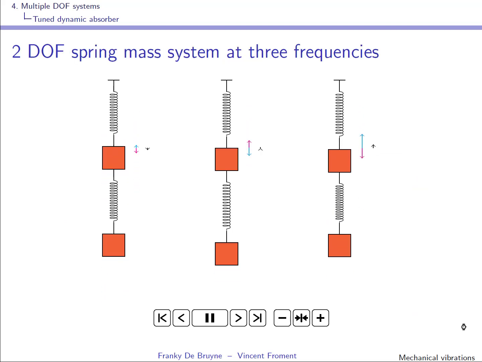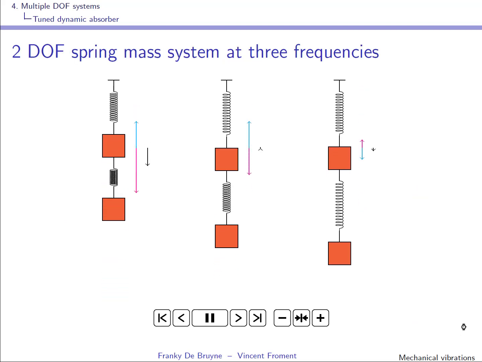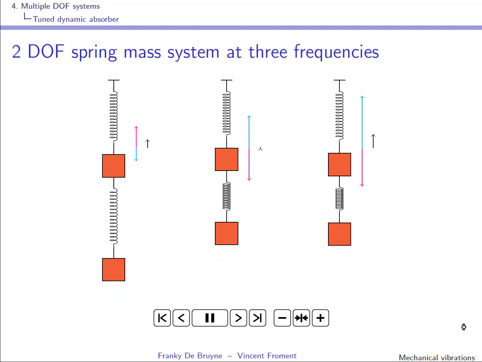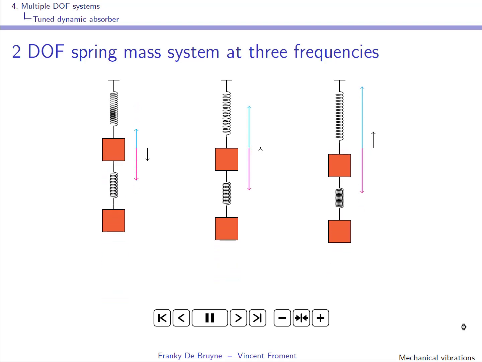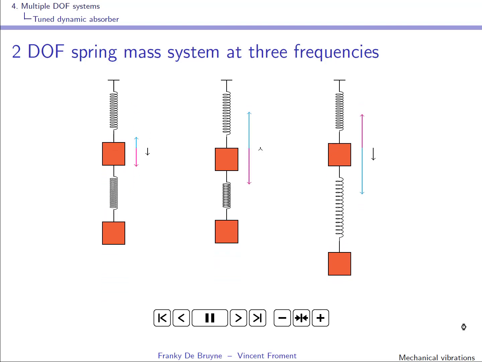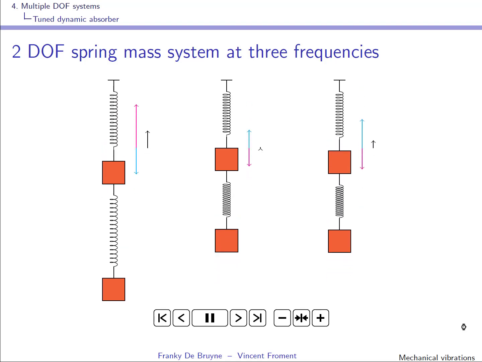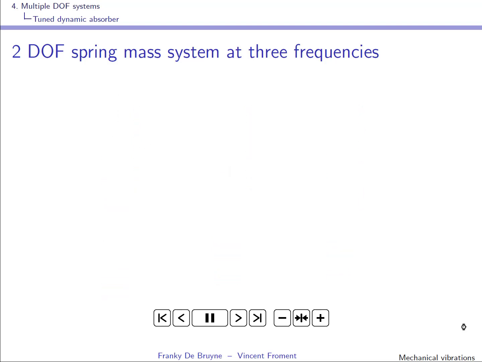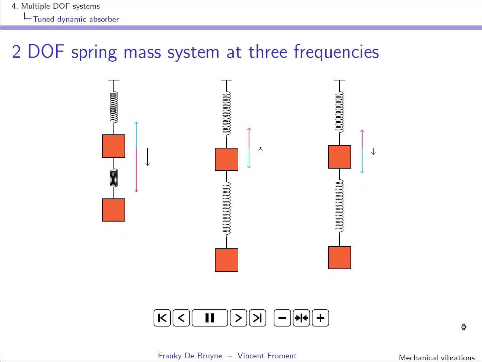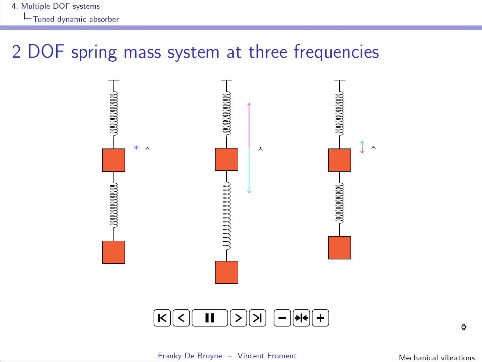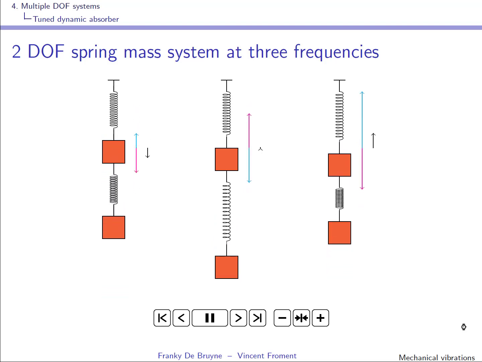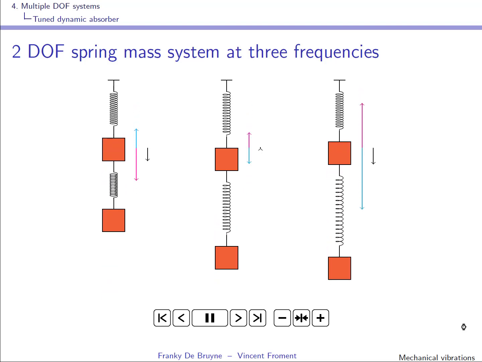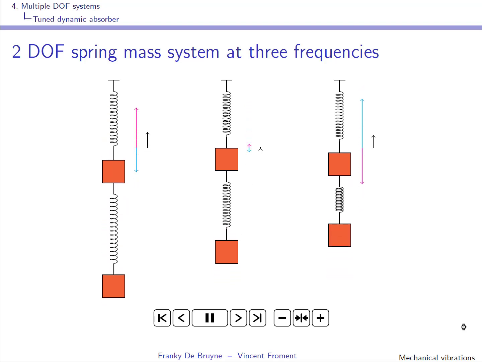So what you see here is a tuned dynamic absorber, and on the left you run the system with the external force at a frequency which is lower than the tuned frequency, and on the right the external force is at a frequency which is higher than the tuned frequency. So I'm going to stop it so that I can write.